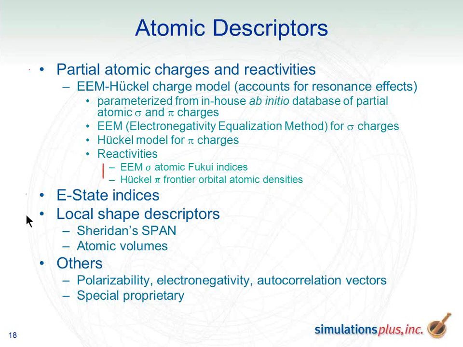Some of the other descriptors are E-state indices, local shape descriptors, including Sheridan's span descriptor. This descriptor is a measure of where the atom is relative to all the other atoms in the molecule. So it would specify if an atom is on the end of the molecule or if it's in the very middle of the molecule. And this would also reflect on how it would bind in the receptor and if it's available to get down to the iron group. And then we have other descriptors such as polarizability, electronegativity, or autocorrelation vectors.